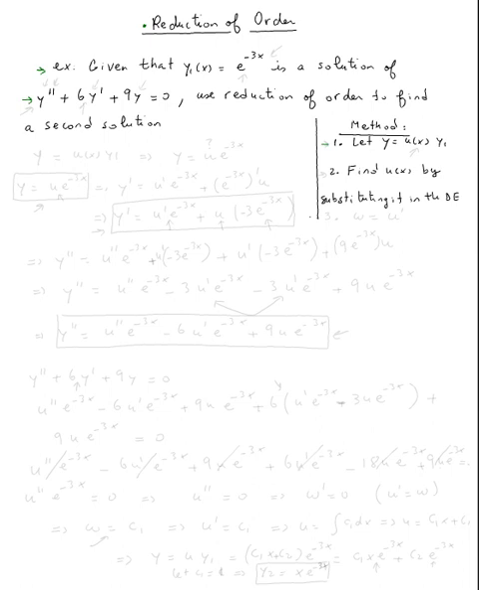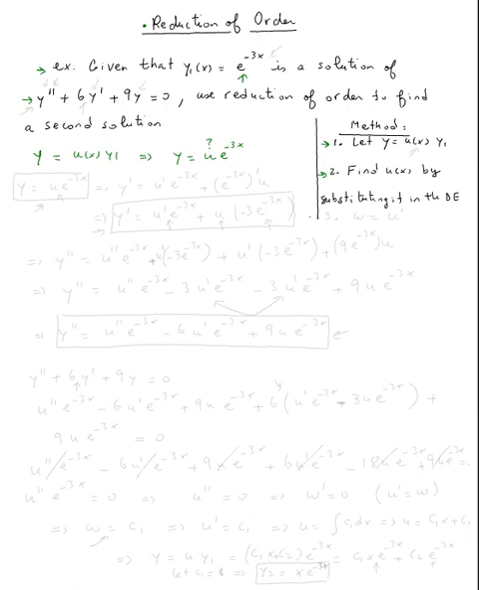So let's follow the method. The method says always use y equal to u of x times y1. So in other words, you want y to be equal to u times y1, but y1 is always going to be given. In this case, it's e to the negative 3x. And then we need to try to find the u. If we find the u, we're almost done, by substituting it into the DE.